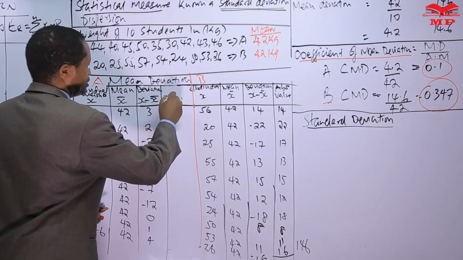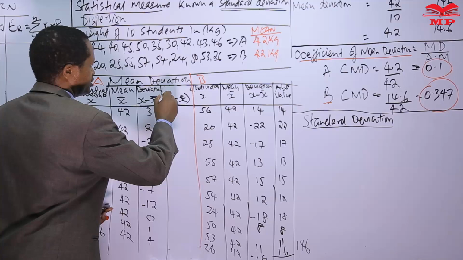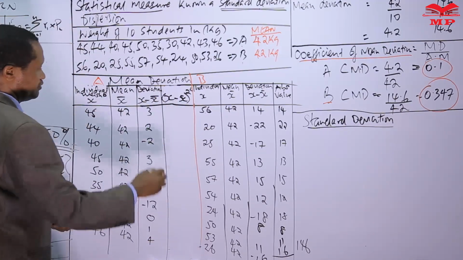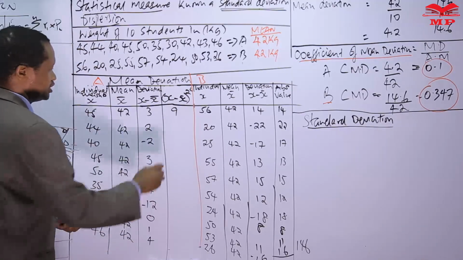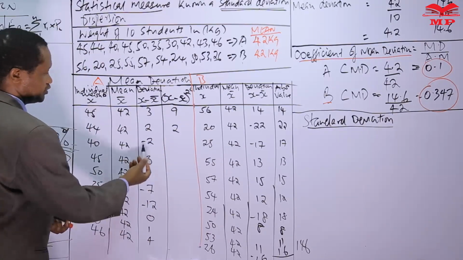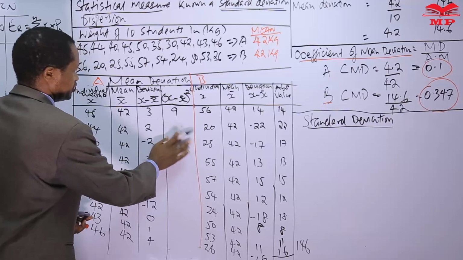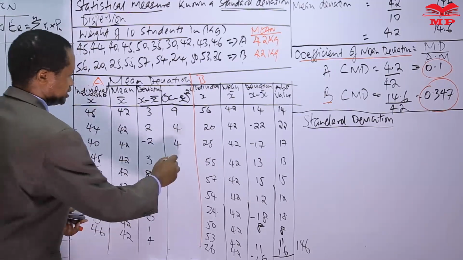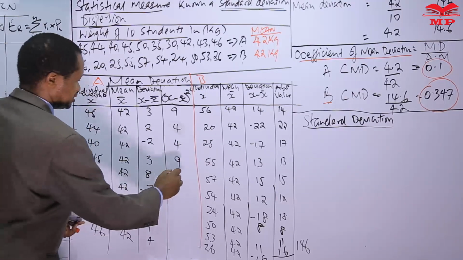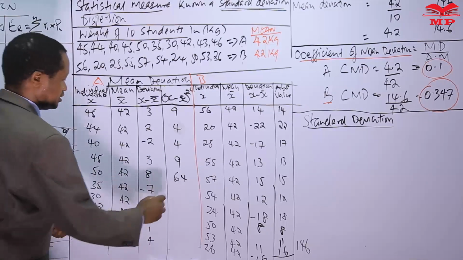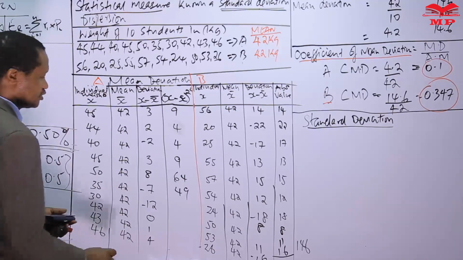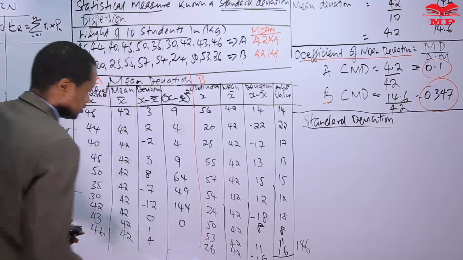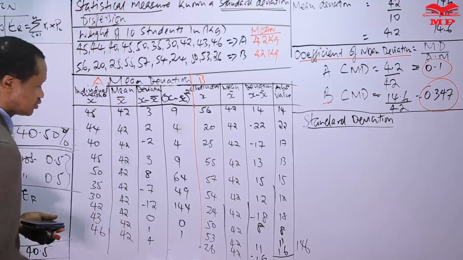You take x minus x bar squared. So here we'll have 3 squared is 9, 2 squared is 4, negative 2 squared is 4, negative 2 squared is 4, 3 squared is 9, 8 squared is 64, 7 squared is 49, 12 squared is 144, 0 squared is 0, 1 squared is 1, 4 squared is 16.